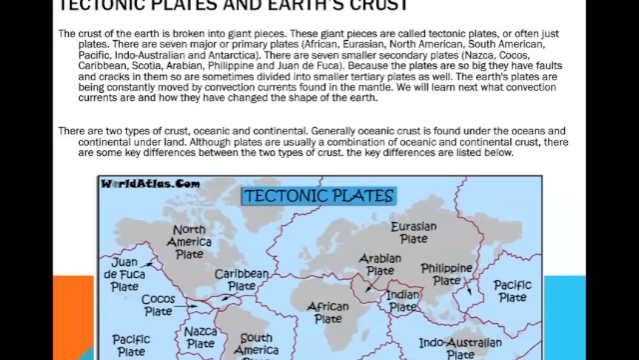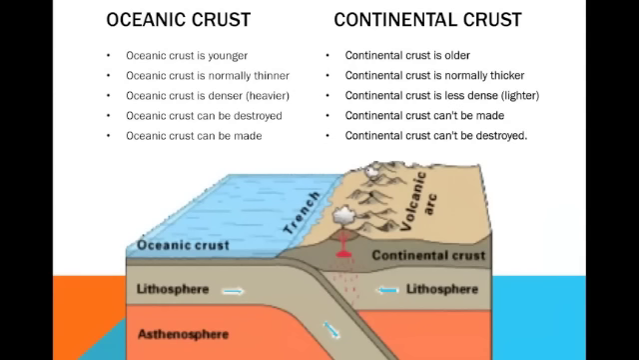There are 2 types of crust: oceanic and continental. Generally, oceanic crust is found under the oceans and continental under land, so continents. Fairly simple. Although plates are usually a combination of oceanic and continental crust, there are some key differences between the 2 types of crust. These are the key differences.